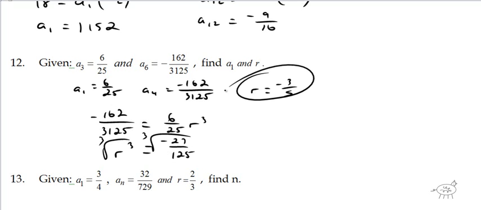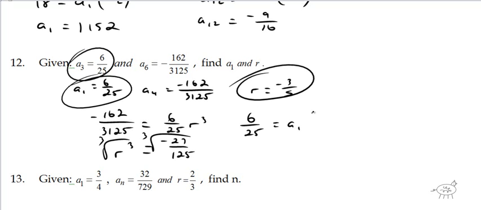And then if I want to find a sub 1, please don't write that down. That's not a sub 1. It's like a temporary. We just plug it in, and I'll use this a sub 3. So 6 over 25 equals a sub 1 times r to the n minus 1. So it's to the 3 minus 1. And then again, I kind of multiply it out and everything, and I wind up getting a sub 1 is equal to 2/3. Okay?